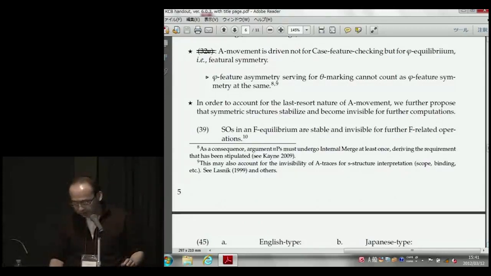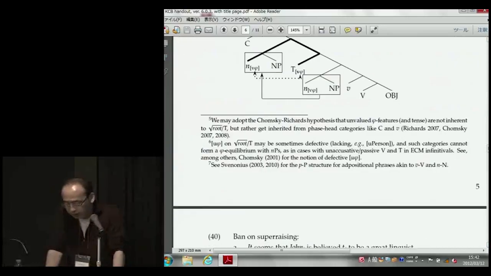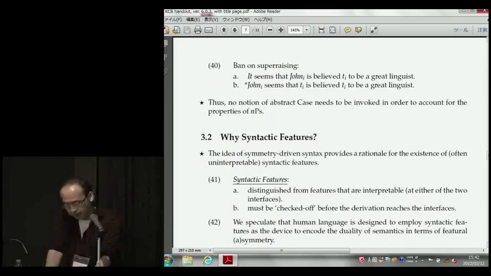It is simply that phi feature asymmetry, which serves for theta marking, cannot count as phi feature symmetry at the same time. Thus, A movement for case positions becomes an automatic consequence of a mechanism of symmetry-driven syntax, which is a desirable result. Okay, let's skip the rest of the section. But it should now be clear that the roles and functions traditionally attributed to abstract case, a rather dubious concept, can find independent explanations in the theory proposed here. Thus, no notion of abstract case needs to be invoked, and we can entirely eliminate recourse to the unwarranted, uninterpretable feature par excellence, which is again a highly desirable result. That's the first consequence of our proposal.